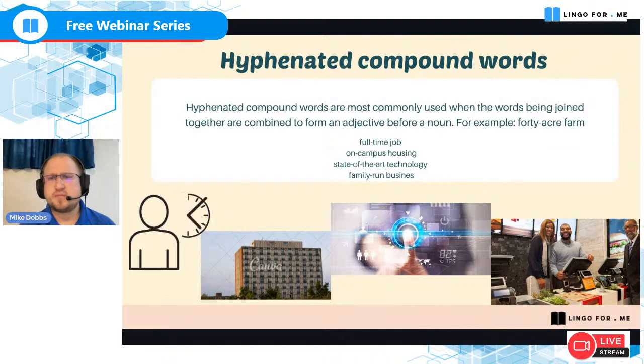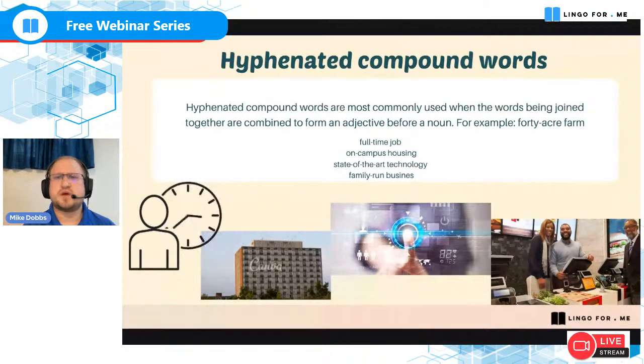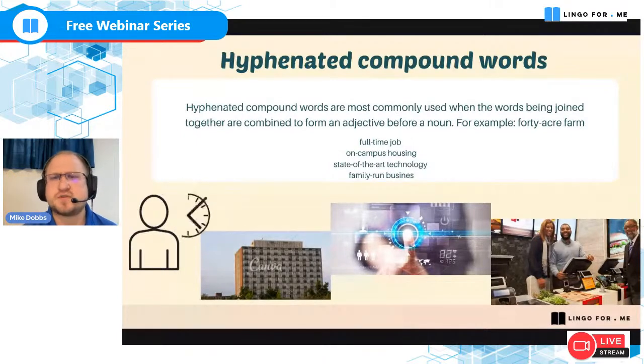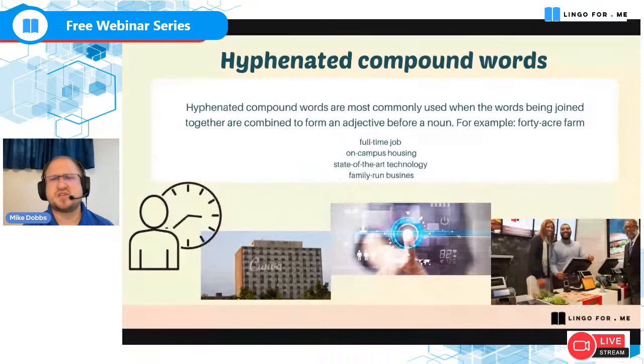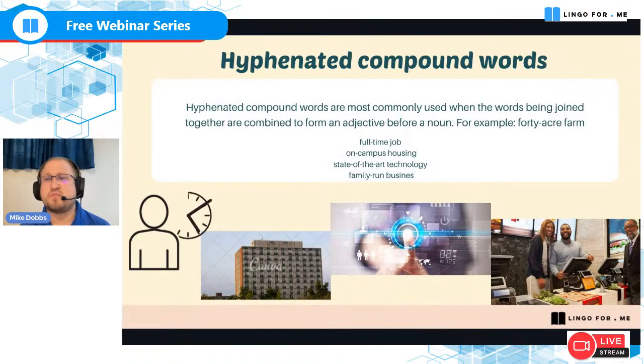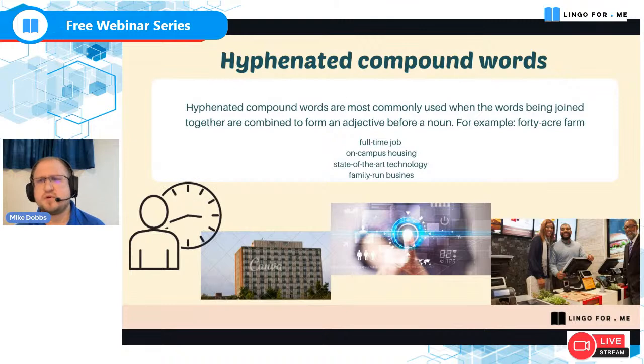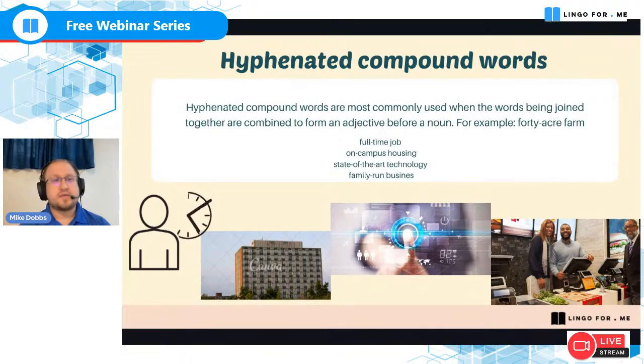All right. So we'll talk a little bit more about hyphenated compound words, because there's a few different examples that we can do and different ways to talk about them. So hyphenated compound words are most commonly joined together, and are combined to form an adjective before a noun. So an adjective before a noun, in this example, 40-acre farm. So 40, the number, and an acre is a unit of measurement of land.